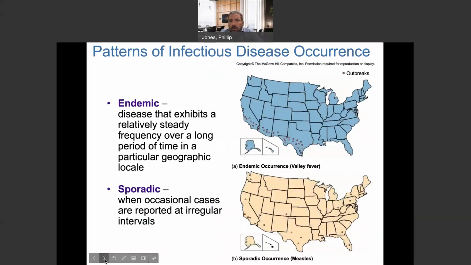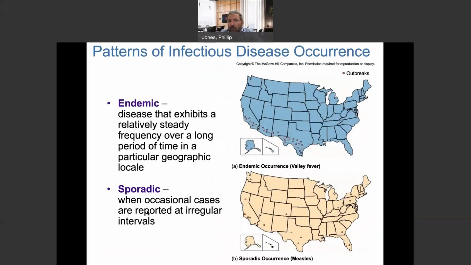And there's just another difference, endemic. So these are like coccidioidomycosis, San Joaquin Valley fever, which is very, very endemic here, but it wouldn't be endemic in New York. The temperature is different.